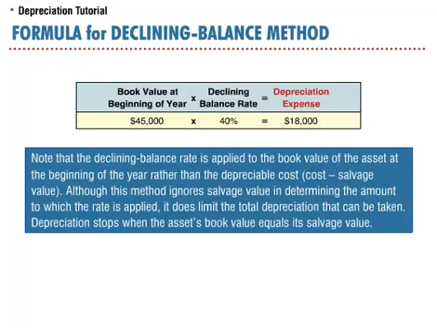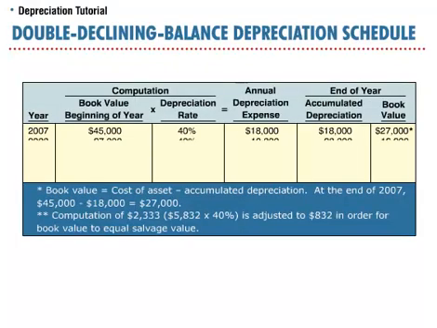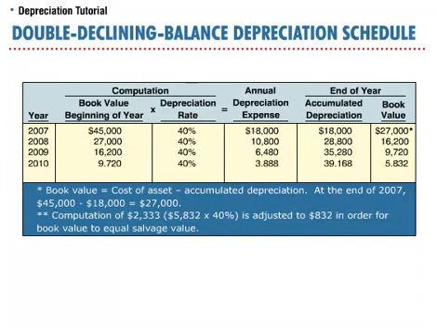A common declining balance rate is double the straight line rate. If Joe's furniture uses the double declining balance method, the depreciation rate is 40%. The formula and computation of depreciation for the first year on the delivery truck is shown here. Annual depreciation expense and book value for each year of the asset's useful life are shown here.